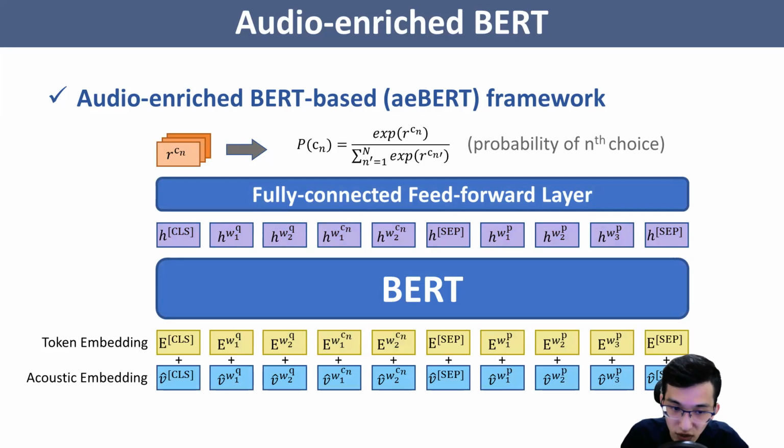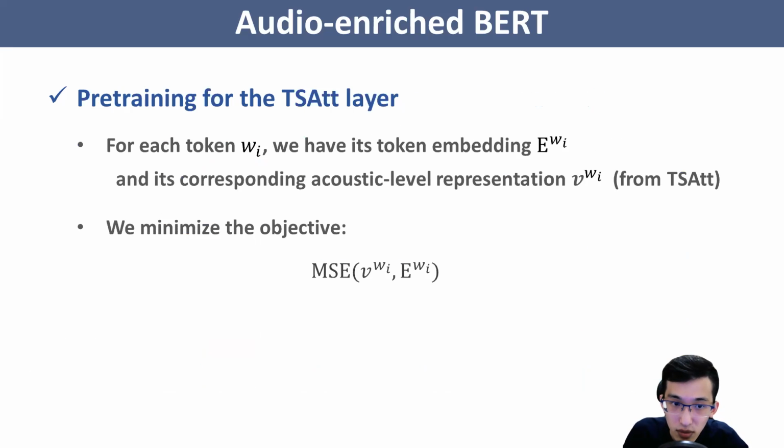In a similar manner to the vanilla BERT method, we extract the vector located at the CLS token and pass it through a fully connected feed-forward layer to obtain the reading vector called R_Cn. For each choice, we calculate its R_Cn, stack all the reading vectors, and apply another softmax function to calculate the probability of each choice. Also, a pre-training stage is performed on the TSAT layer. For each token w_i, we have its token embedding E_wi and its corresponding acoustic level representation V_wi calculated by the TSAT layer. We try to minimize the MSE objective between V_wi and E_wi in the pre-training stage for the TSAT layer.